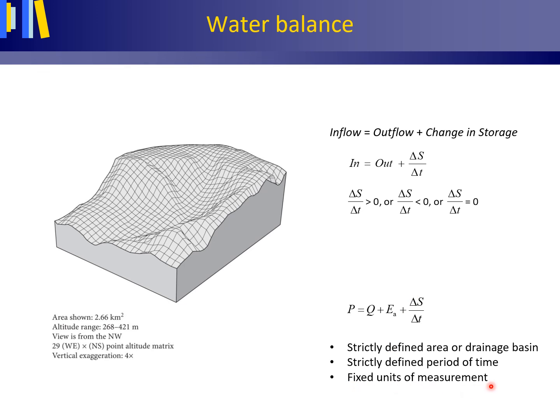Use fixed units of measurement. You cannot insert precipitation in millimeter per day and, for instance, insert discharge in cubic meter per day. So you must either rework rainfall from millimeter per day to cubic meter per day, or you must transform your discharge from cubic meter per day to millimeter per day. And what lies in between these values in millimeter per day and cubic meter per day, that of course is your catchment area.